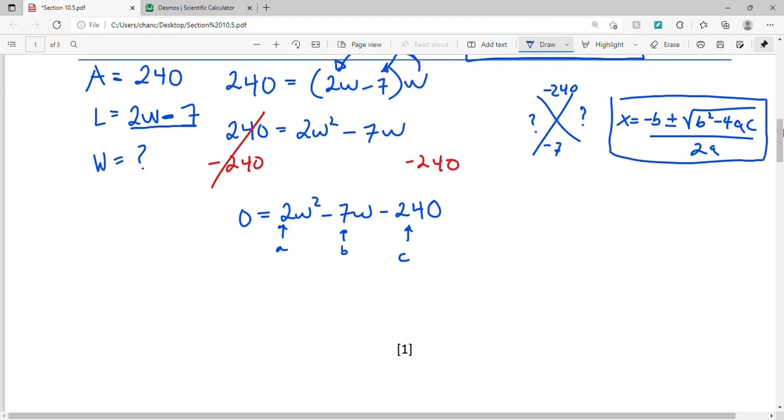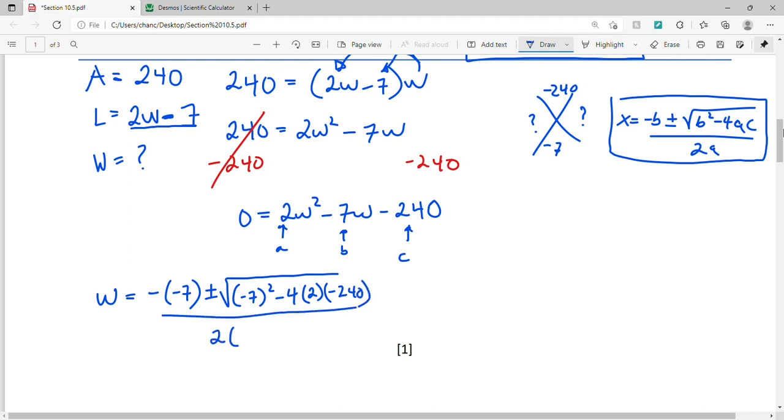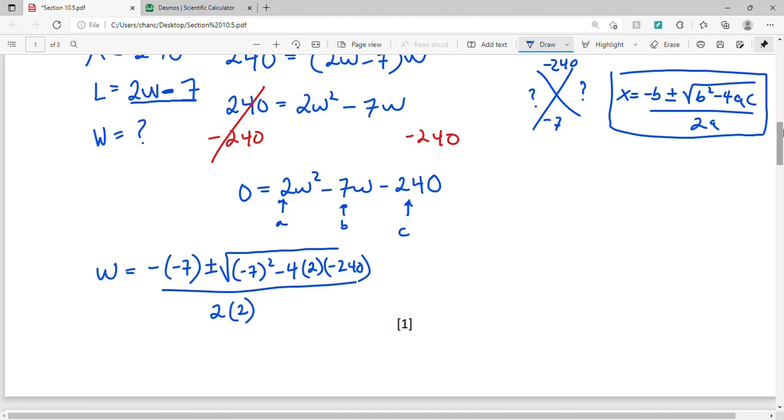Let's substitute it into the formula. We have W equals negative 7 plus or minus the square root of negative 7 squared minus 4 times a, which is 2, times c, which is negative 240. And we're going to divide that by 2 times a, or 2 times 2. On the left side, you'll have a positive 7, so W equals 7 plus or minus.